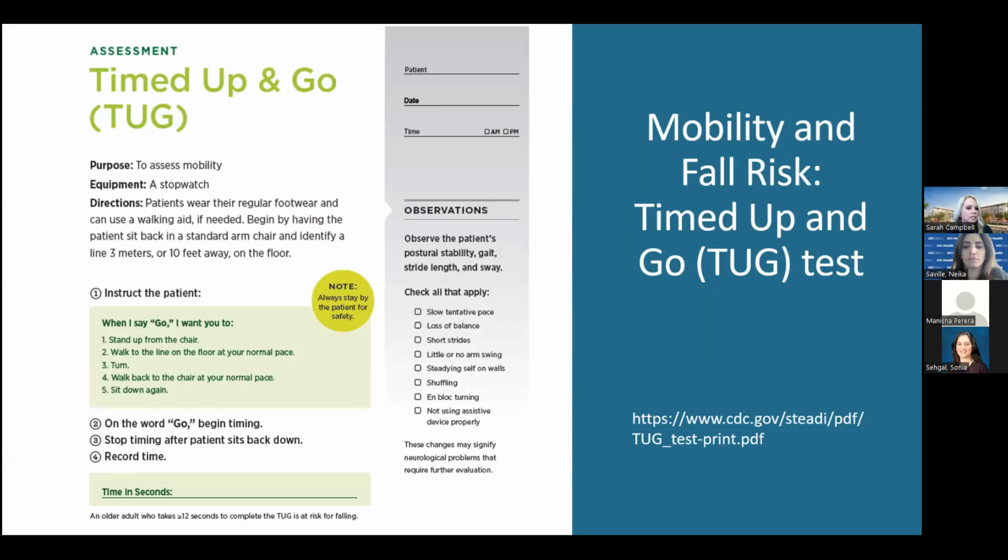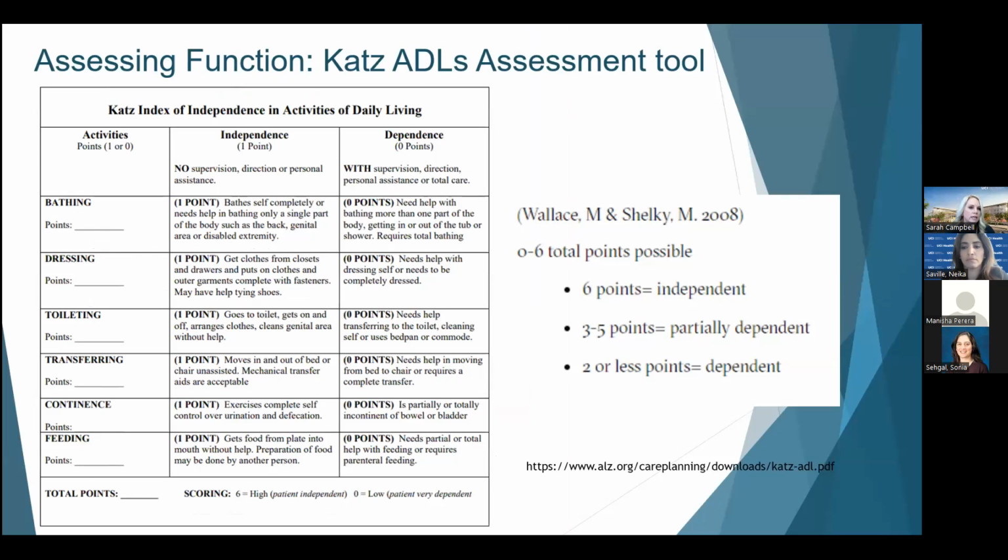The timed up and go test, this is a PDF version. If it's not built into your EMR, this is a really user-friendly version. The link is here. And then the CATS ADLs assessment tool, this is one I like to use particularly when I have patients who have either had repeated falls, if they're unsteady, if they've had family members who are concerned, if I'm concerned about them being alone, if we're having that conversation of they've had falls, they're unsteady, should they be alone, should they not?